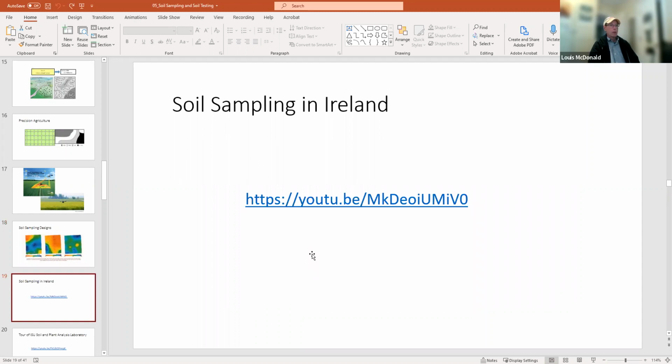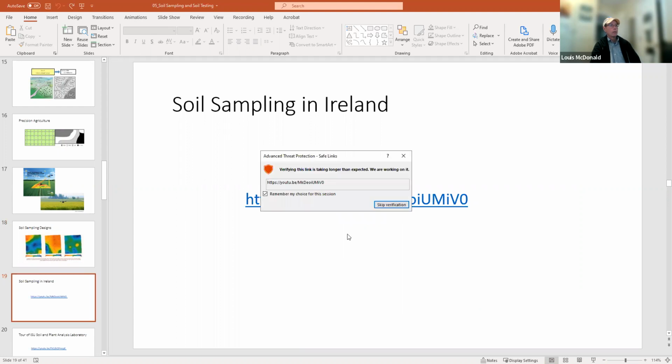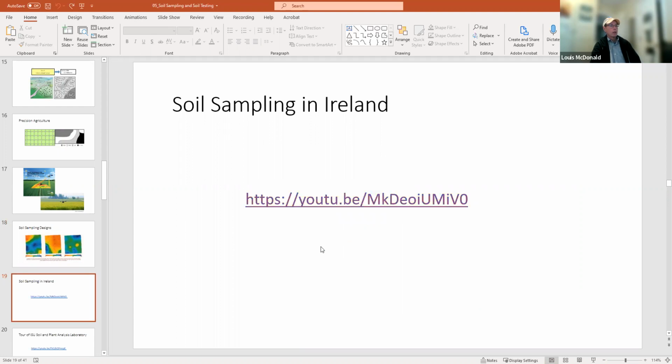Well, I want to show you. I don't know how many of you have ever soil sampled in West Virginia, but sometimes it's a very difficult thing to do. Let me show you this little clip of them soil sampling grasslands in Ireland, only because they have this really cool soil sampler.